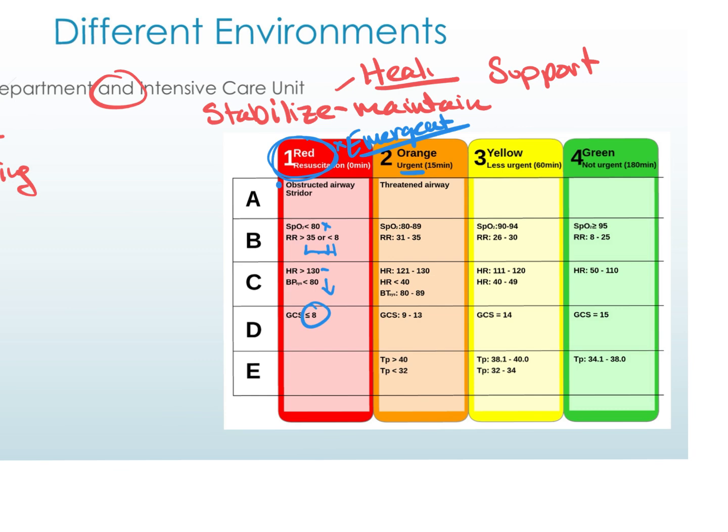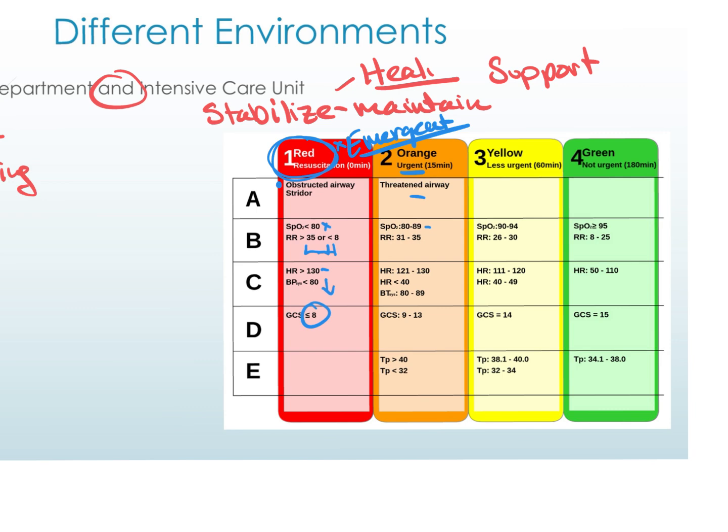Urgent is their airway is threatened. So that looks like maybe somebody who got stung by a bee and they have a really swollen face, but they don't have the stridor yet. They're still able to talk. They're still breathing pretty adequately. Their O2 sats are decent-ish, but not crashing. Okay, so like a threatened airway, we're looking at SpO2s, so oxygen saturations of 80 to 89.